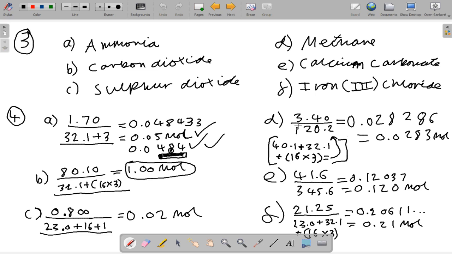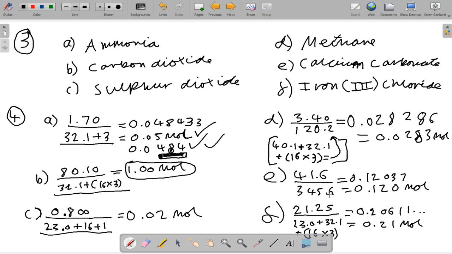So moving on to part D, 3.4 over 120.2, which is 40.1 calcium plus 32.1 nitrogen plus 16 times 3, and that gives you 120.2, and you get 0.028286 moles. So rounding it up, we get 0.0283. But if you're doing any further calculations, always use your full calculator display, as it retains the full accuracy of your moles.